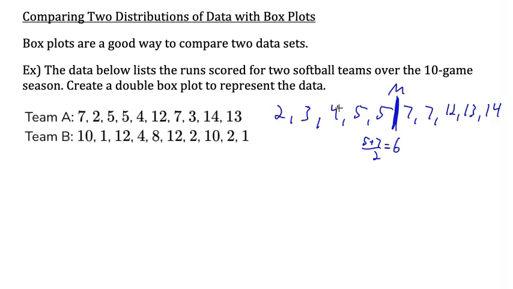All right, we have the first quartile, which is the middle of the lower half of the data, and the third quartile. Then, of course, we have our maximum and our minimum. All right, that's for Team A. Let's do the same thing for Team B.